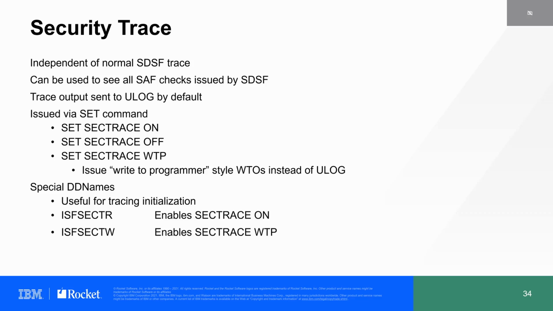There are some special DD names that we will look for, especially if you're trying to trace security calls made during initialization, where you can't go in and type in set trace on. So there's ISFSECTR, which is equivalent to set trace on, and ISFSECTW, which is equivalent to set trace WTP. So you can then see all the security calls that are made during initialization.